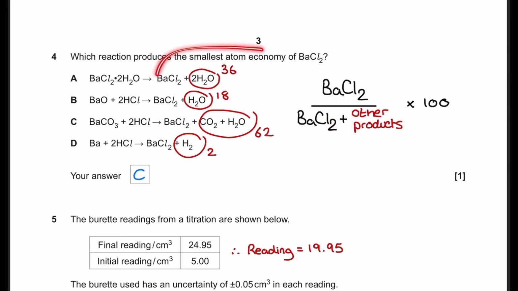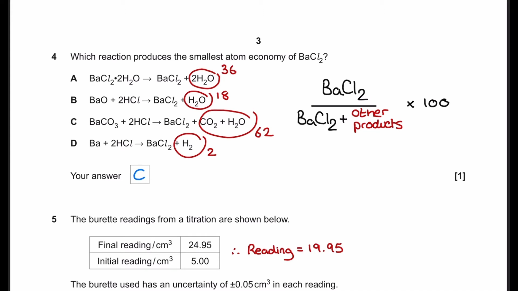So as you can see, what I've done then is I've gone down the list and I've looked for which option has the largest value with regards to molar mass for all of the other stuff that comes with the BaCl2 in the products.